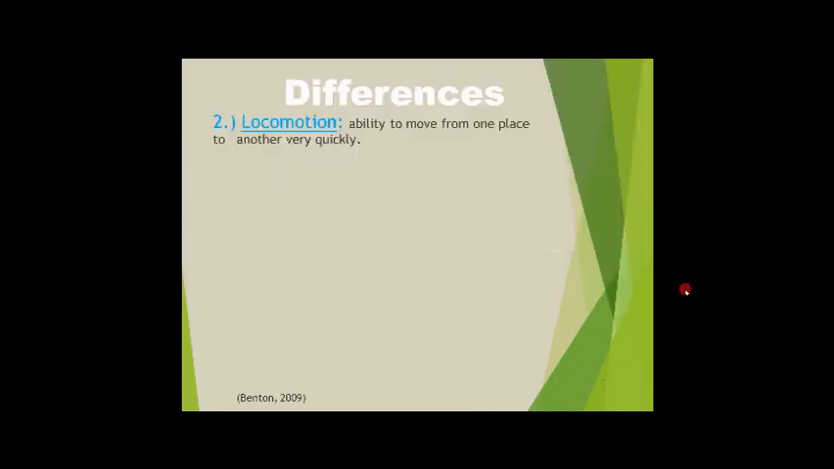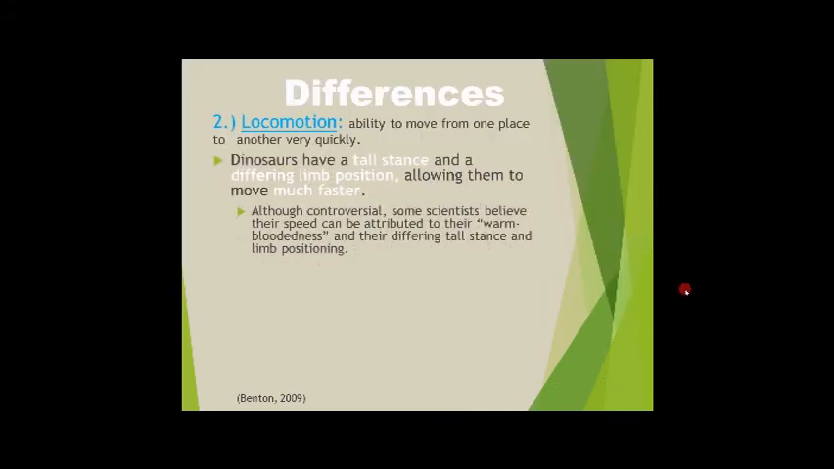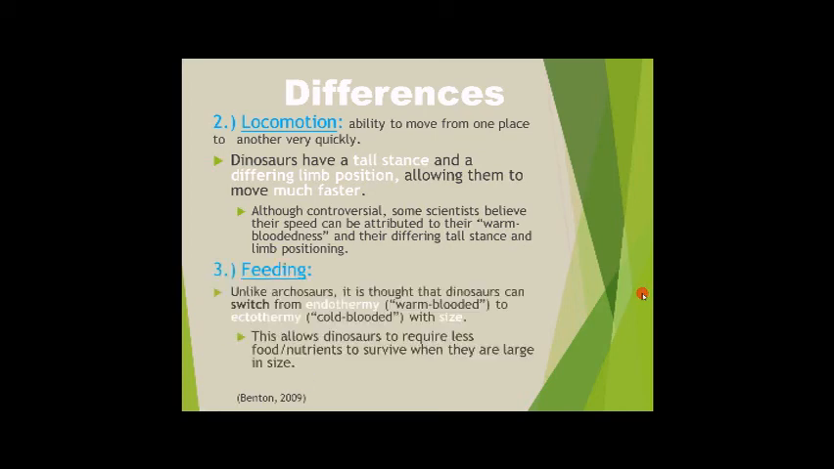Other differences: locomotion, the ability to move from one place to another very quickly. Dinosaurs have a tall stance and a differing limb position, which allowed them to move much faster than archosaurs. Although controversial, some scientists also believe their speed can be attributed to their warm-bloodedness and their differing tall stance and limb positioning. And the other difference was feeding.